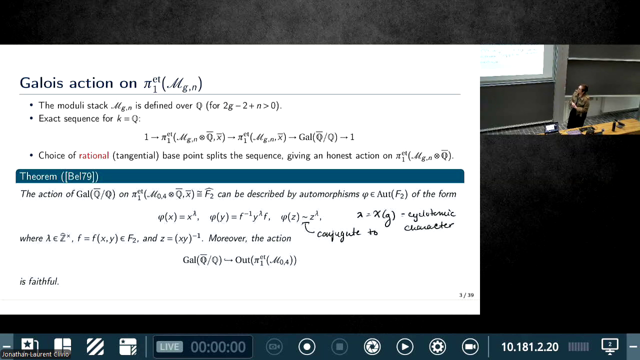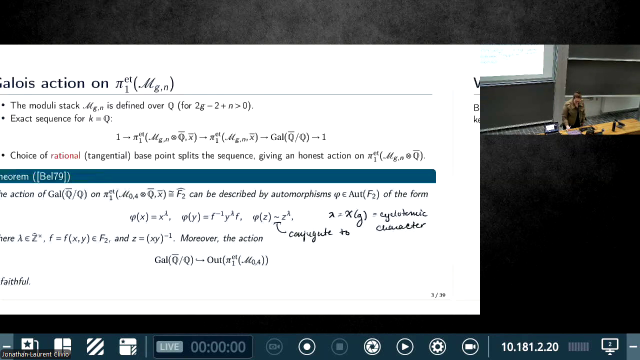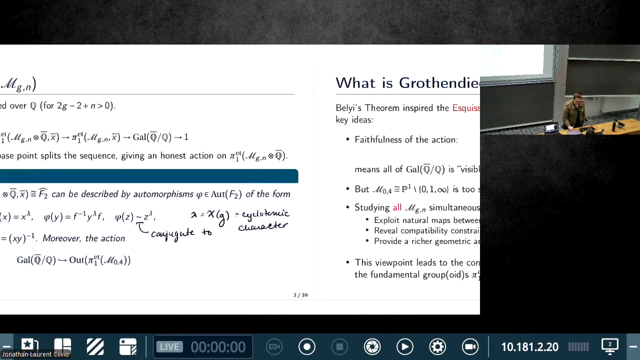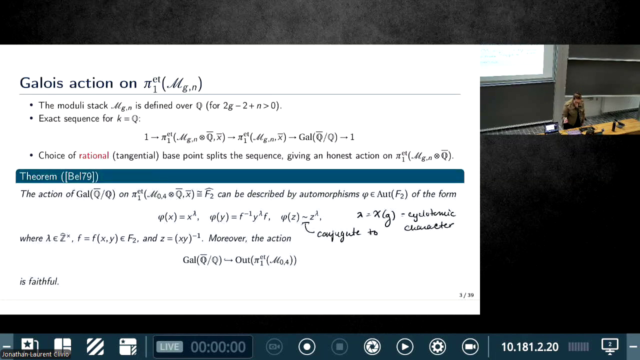And we happen to know that this action is faithful, meaning that it sort of lives inside. So what does completed free group mean? This is a profinite free group. The way you can think about it is as potentially infinite words in X and Y.